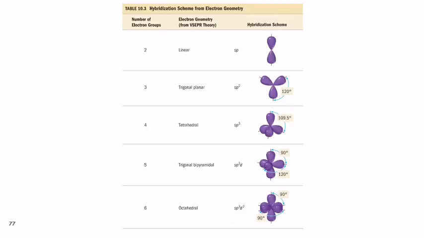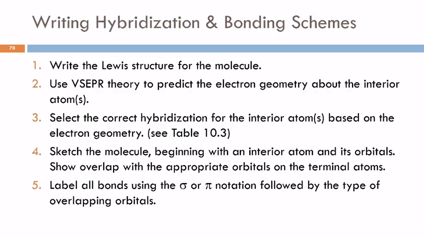So we're going to draw the Lewis structure. We're going to look at valence bond theory and predict the shape. We're looking at the number of groups on the central atom again, but now we can use that to predict the valence bond theory's hybrid orbitals. So, set of instructions. Start with the Lewis structure. Use VSEPR theory to predict the electron geometry on the interior atom or atoms. Pick the correct hybridization based on the electron geometry, based on the number of groups.